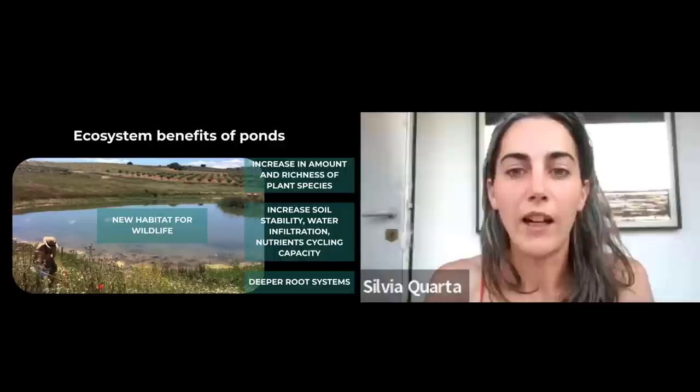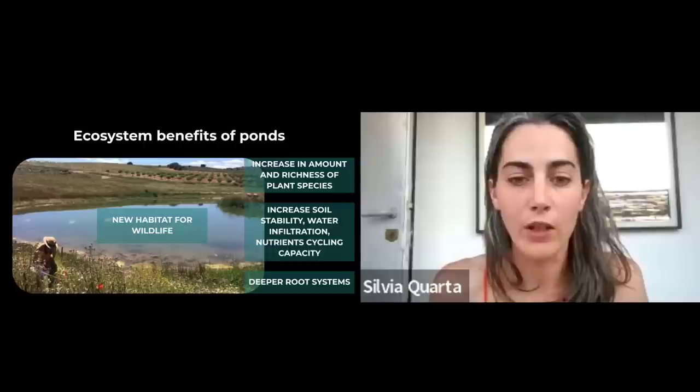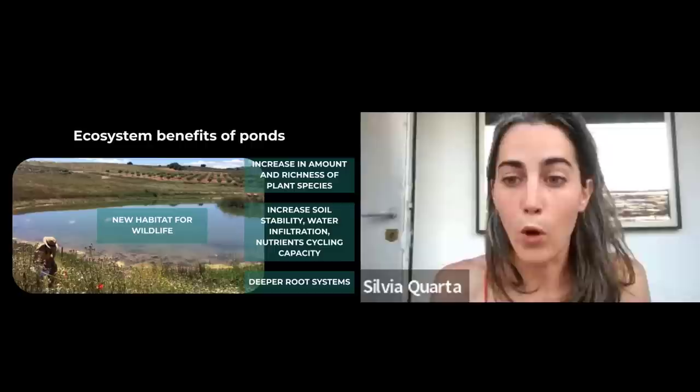There's also an increase in richness of plant species, soil stability, water infiltration, nutrient cycling. Everything has a deeper root system. As I was saying, the water is also infiltrating. So there's also a groundwater table.